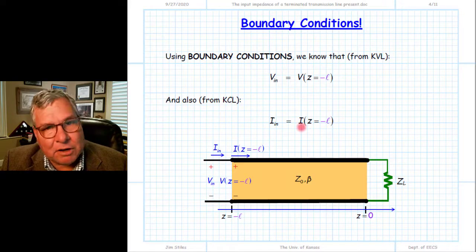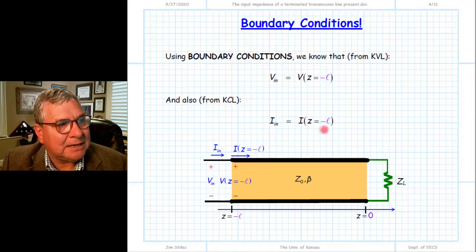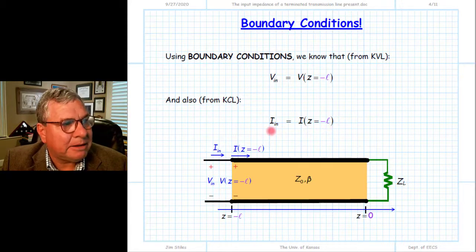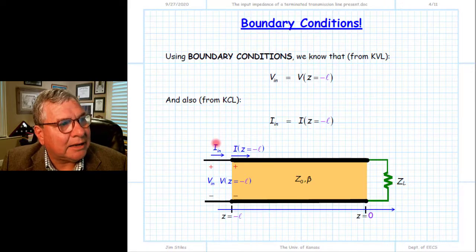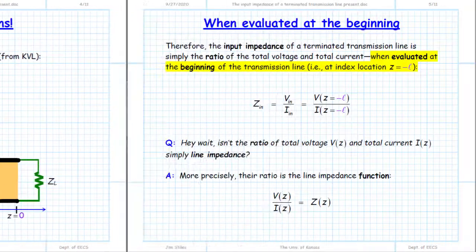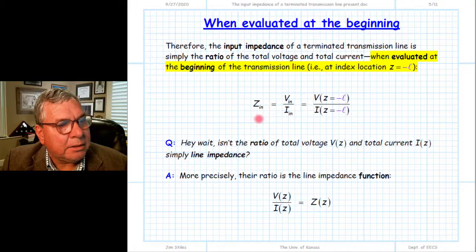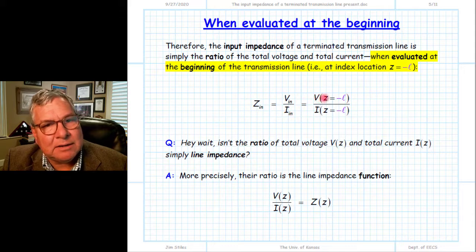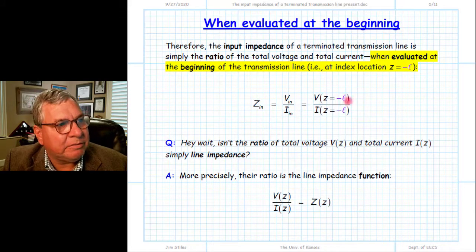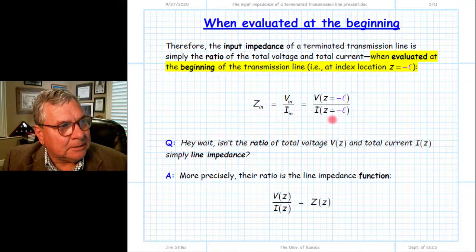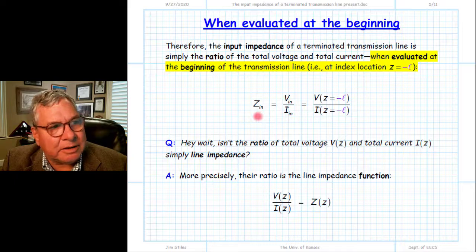By evaluating the function of current with respect to z at one location, we turn that function of z into a complex number, which is equal to Iin. We can then use these results to determine the input impedance. Therefore, we can determine the input impedance, being the ratio of Vin to Iin. By KVL, Vin is equal to the transmission line voltage when evaluated at the beginning of the line at z equal to minus L. Likewise for the current. The ratio of those two values then is our input impedance.